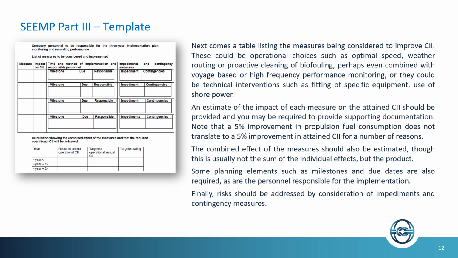An estimate of the impact of each measure on the attained CII should be provided, and you may be required to provide supporting documentation. Note that a 5% improvement in propulsion fuel consumption does not translate to a 5% improvement in attained CII for a number of reasons. The combined effect of the measures should also be estimated, though this is usually not the sum of the individual effects, but the product.